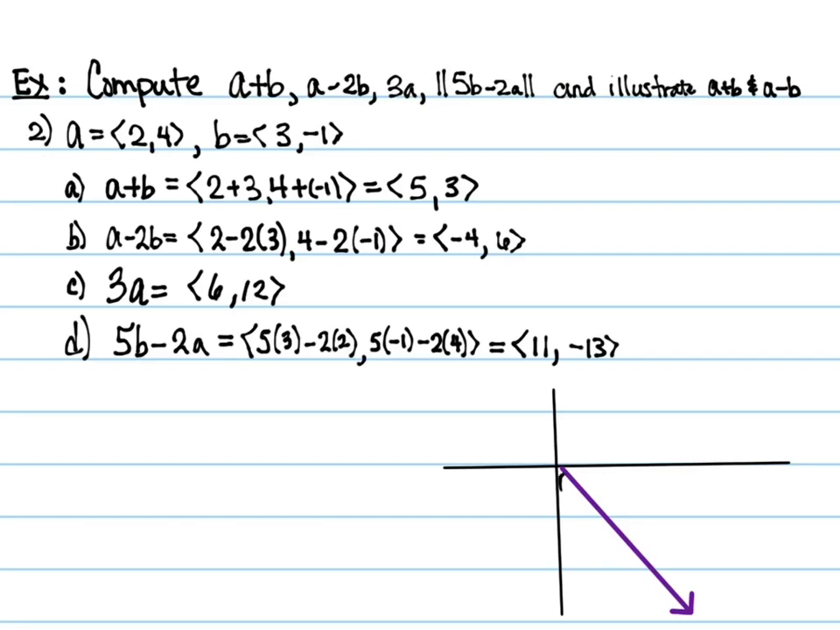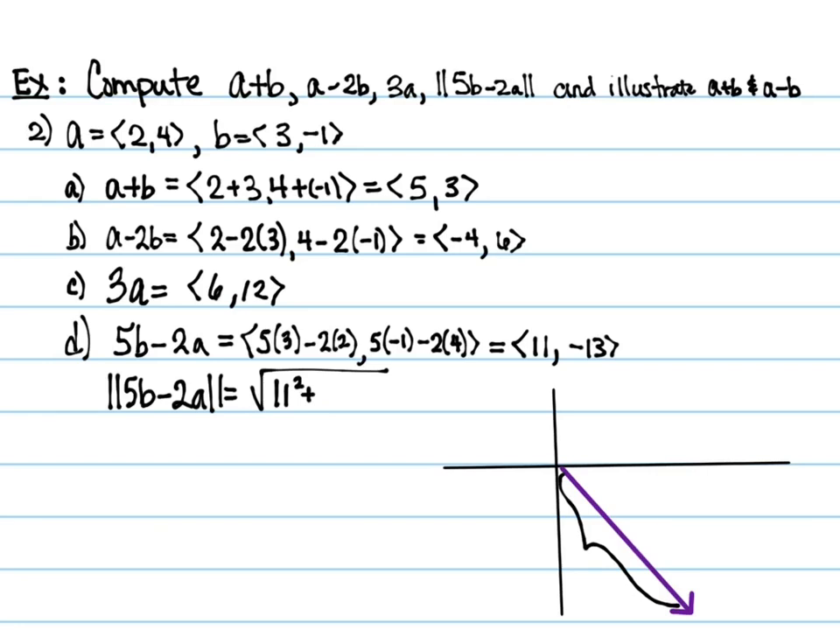Remember, magnitude is length. How could I find the length of this? Distance formula or Pythagorean theorem. Yeah, that's what you're quoting, right? That's all magnitude is. It's just the distance formula or Pythagorean theorem. So if I'm finding the actual part this question asked me about, which is 5b minus 2a, what I really want is the square root of 11 squared plus 13 squared.